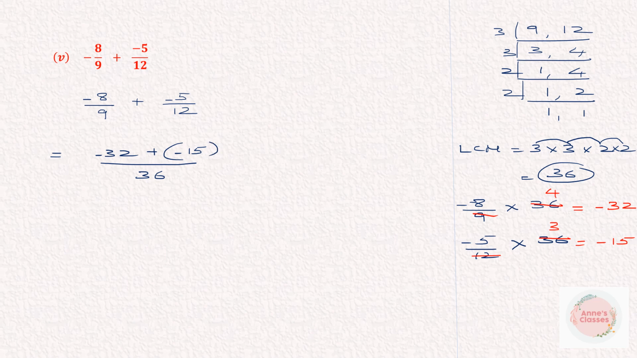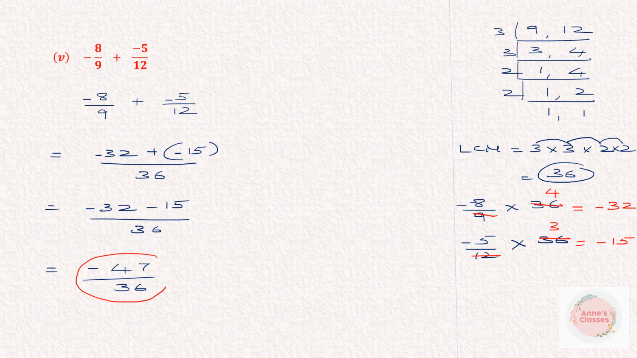Now remove the brackets. Minus 32 minus 15 by 36. Signs are the same. Put the same sign and add. 32 plus 15 is 47. Minus 47 by 36. This is your answer. You can also convert it to a mixed number.